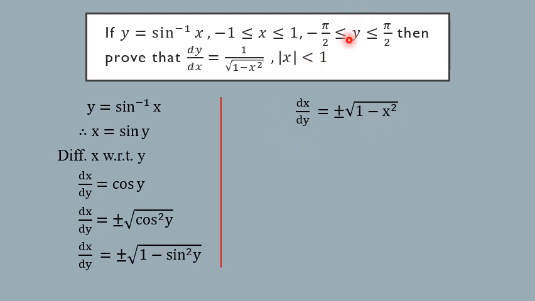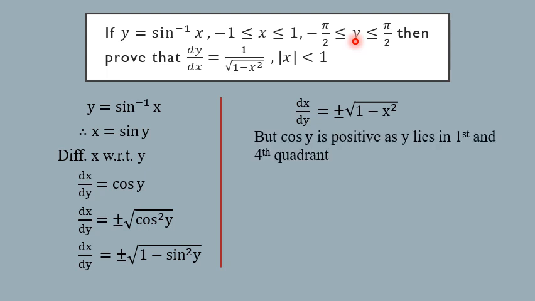Now here the value of y is greater than or equal to minus pi by 2 and less than or equal to pi by 2. That means y lies in either the first quadrant or the fourth quadrant, and in both quadrants cos y is positive. So this cos y is positive, and here we are going to take the positive sign. Okay, so here we write dx by dy is equal to under root 1 minus x square.